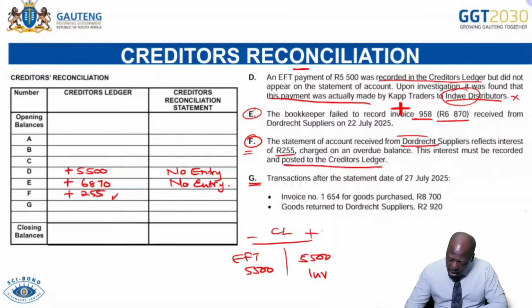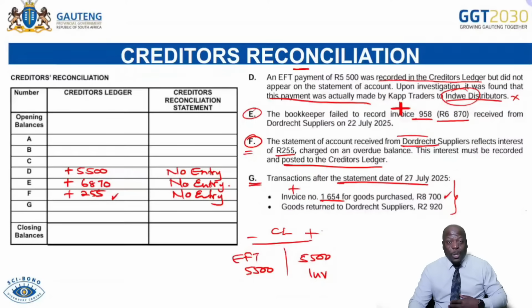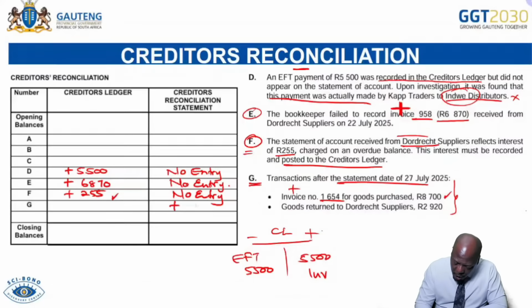Then G says transactions after statement. So these are transactions that are happening after the statement. Invoice is a plus. Okay, no entry. Okay, thank you for reminding me again. Invoice 1654 for goods purchased, that is 8,700. An invoice must be recorded, but these are transactions that are coming after the statement date. So the statement has already been sent to us, and then we realize that there are transactions that took place after that. So I come, then I say plus how much? 8.7.